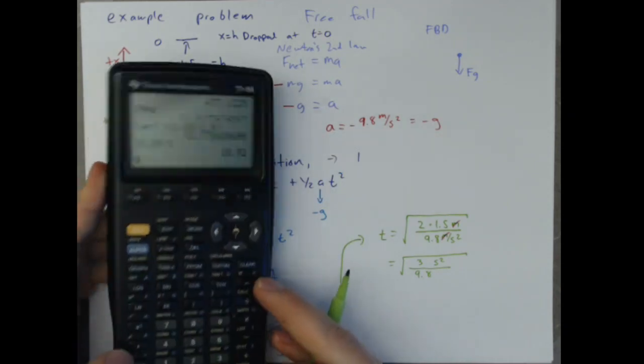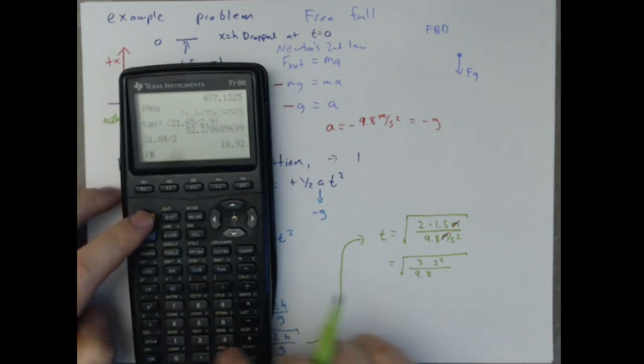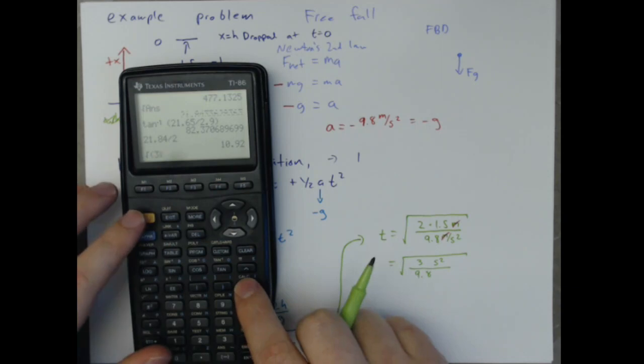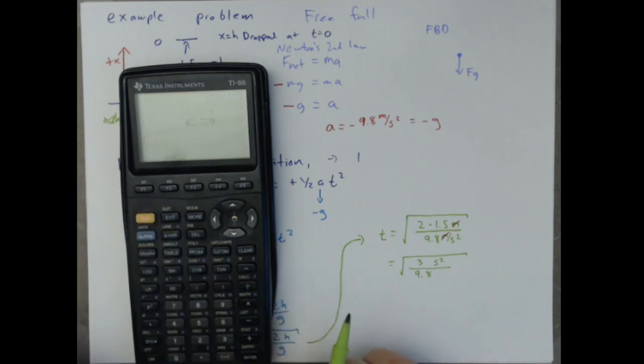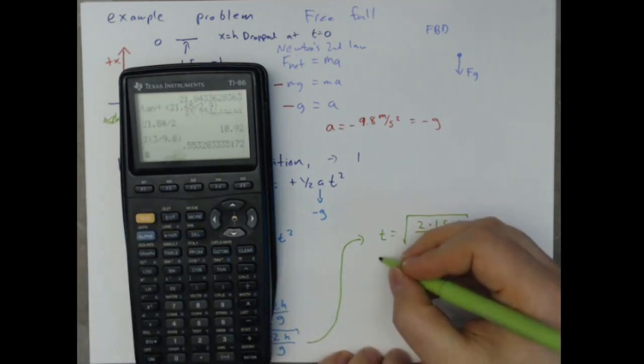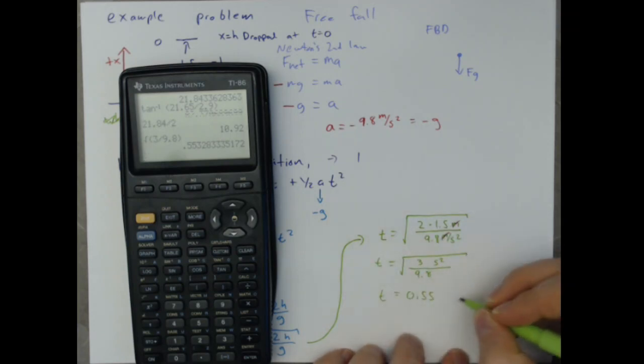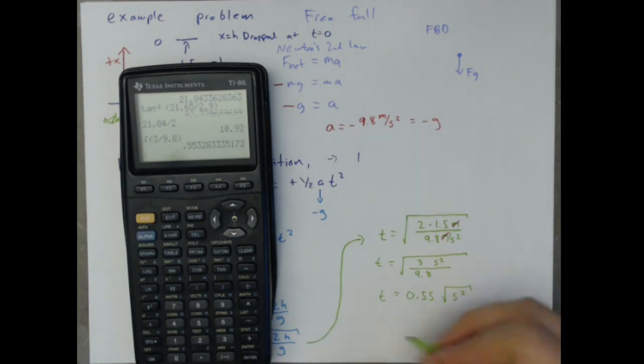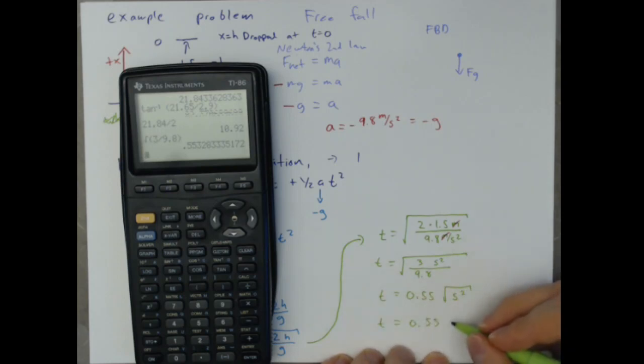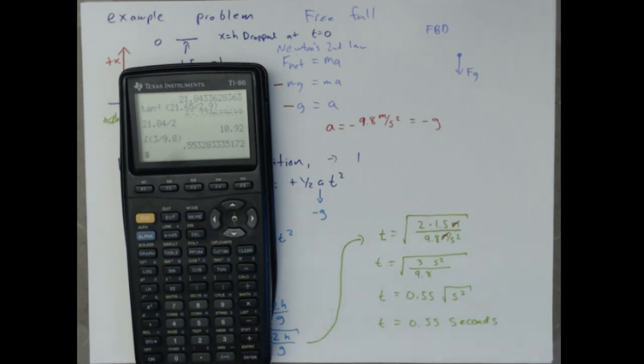I will snag my calculator, and I will say the square root of 3 divided by 9.8. So the time that I'm getting is 0.55 square root of seconds squared, which, thankfully, the squared and the square root cancel out. So 0.55. And I'm just going to write out seconds because my S's and 5's look way too similar.